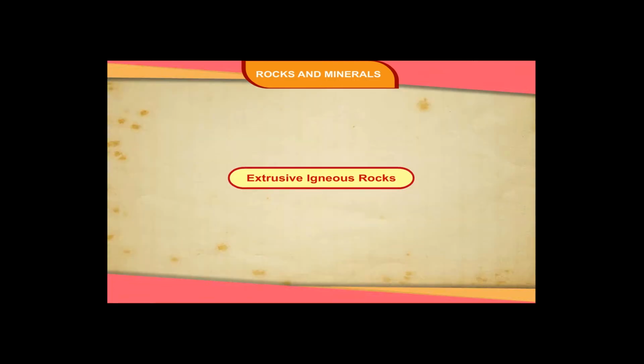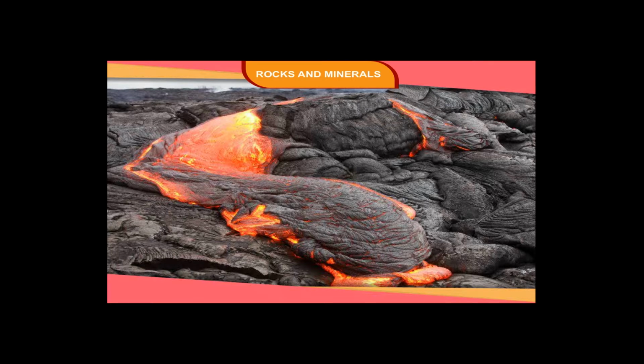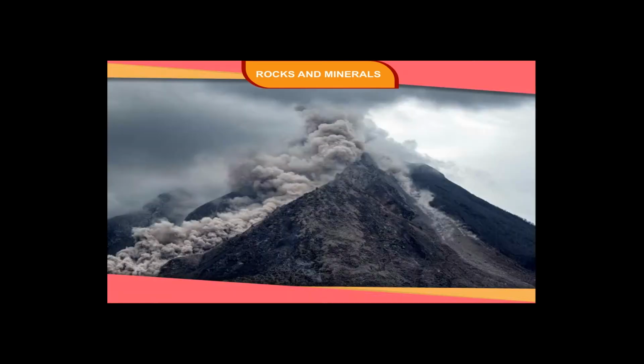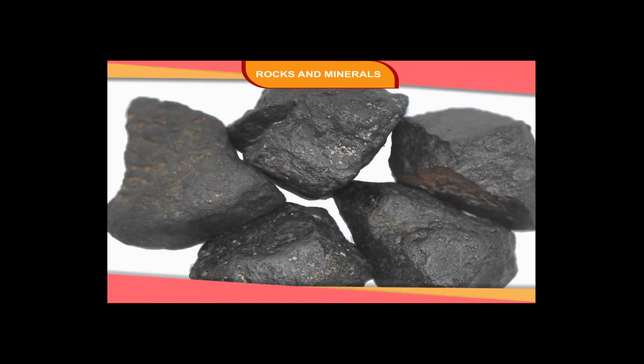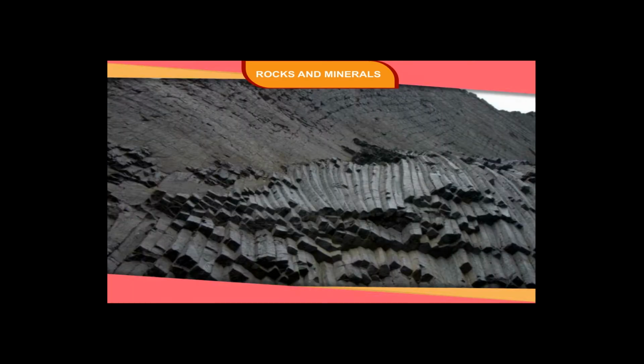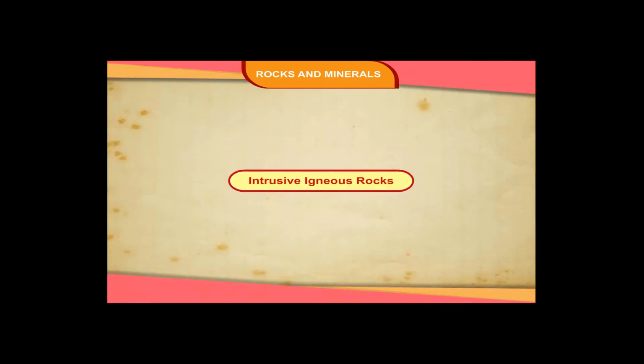Extrusive igneous rocks. During volcanic eruptions, when magma erupts and reaches the Earth's surface, it cools and solidifies. As a result, rocks are formed on the surface, known as volcanic rocks.